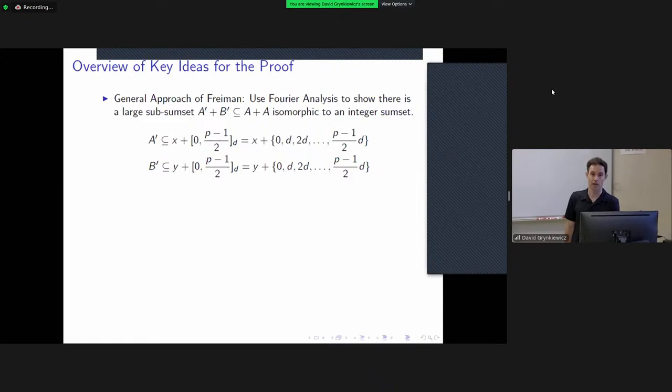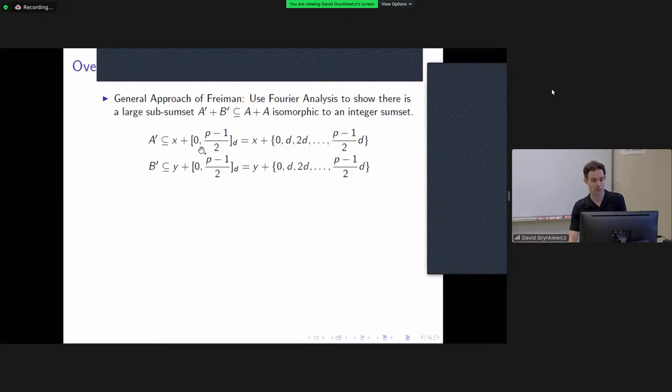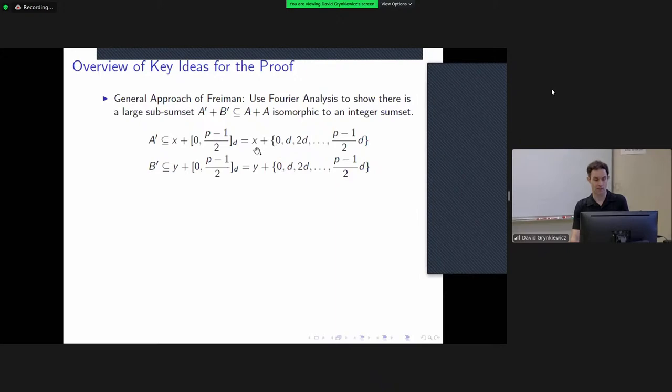So let's say we have A prime contained inside some interval, with difference one, or say difference D, and length P minus one over two. And the same thing for B prime. So we basically start at X plus zero, then D, 2D, up to P minus one over two, and the same thing for B.